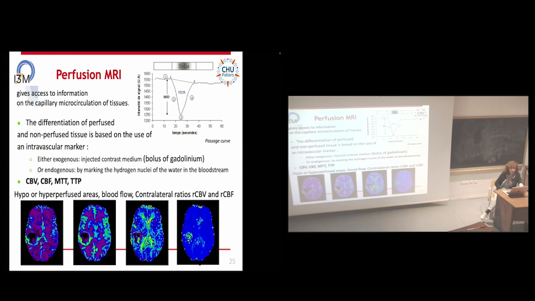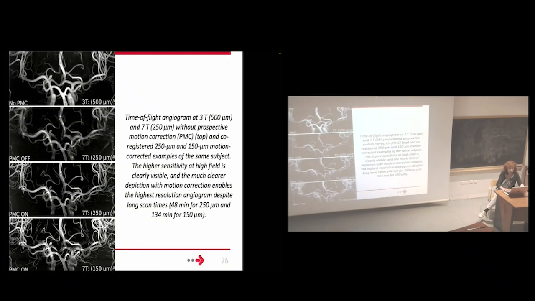But you can also use an exogenous contrast medium, and generally this contrast medium is a bolus of gadolinium. So in this case, you have an invasive act because you have gadolinium in your blood, but it's not at all radioactive, so it's less invasive than PET imaging, for example. With this kind of imaging of perfusion, you can reconstruct angiography, the equivalent of angiography, and one more time you have here different representations of 3 Tesla and 7 Tesla angiograms with different corrections regarding the motion, and with a full correction of the motion, you have a very good imaging on the back of this slide.